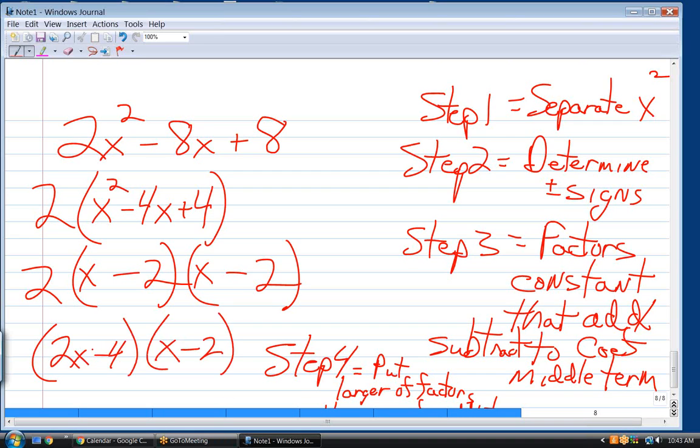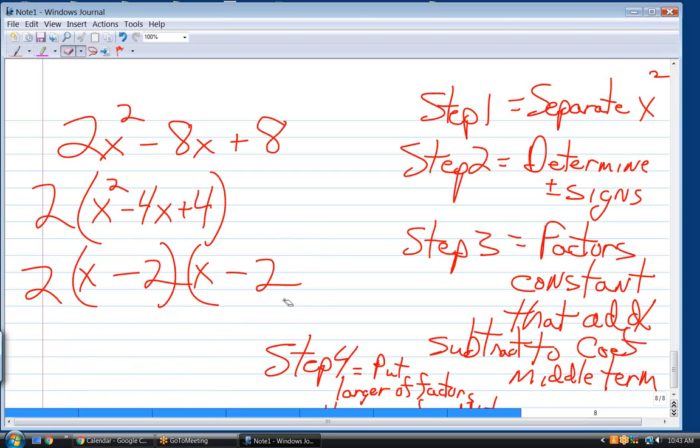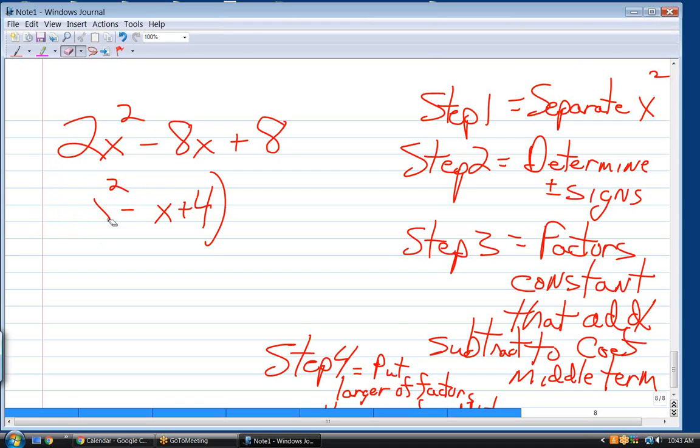Ever. Because I can take a 2 out of that. In other words, this answer here is fully factored. This answer here is not fully factored. You can still factor a 2 out of this first linear expression. So always your first step is to look for a greatest common factor, because that might just make the factoring of it easier.